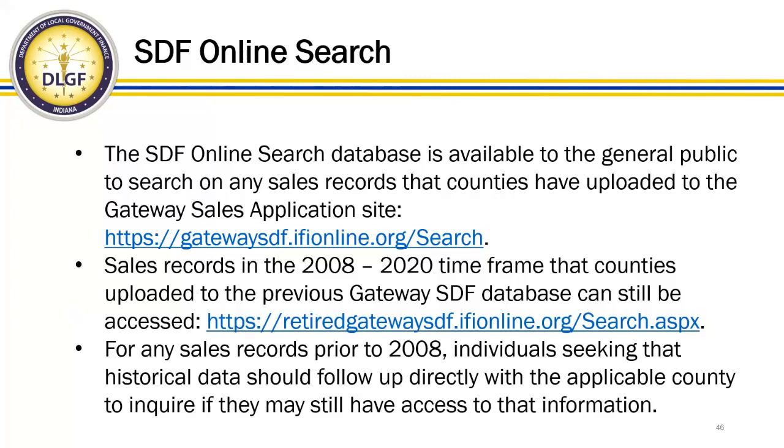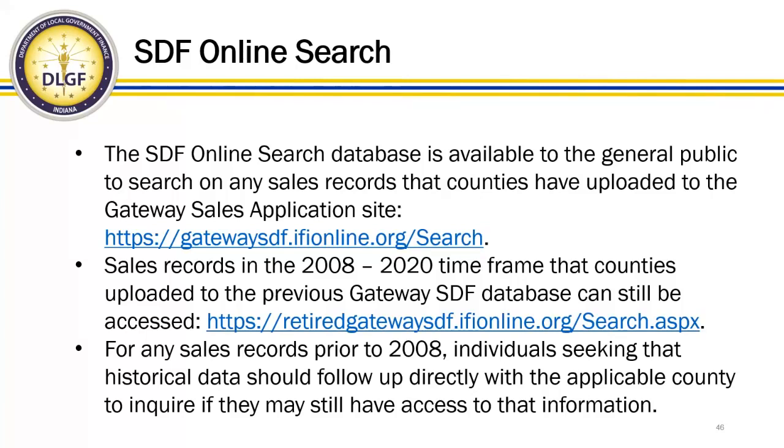To access that online search, it's the same URL as the Gateway sales application site. The only thing is at the very end, you would add a slash and the word search. So it's gatewaysdf.ifionline.org/search. That will take you to the database where you can search on any 2021 sales that have been uploaded to the Gateway Sales application site so far.